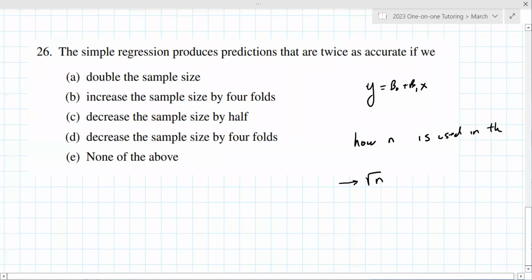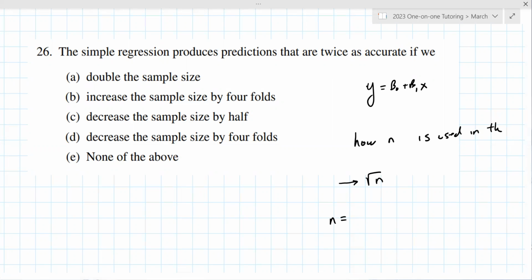So if n goes from, say, I don't know, if you double n, decrease by half, twice as accurate. Okay. Do you have any regression formulas handy? I'm going to look some up here real quick. I think I do actually.